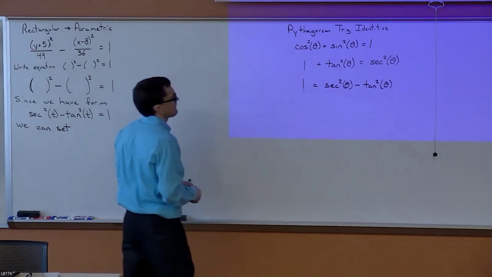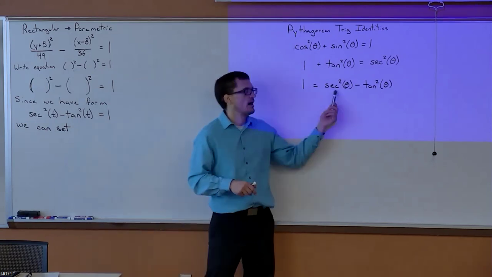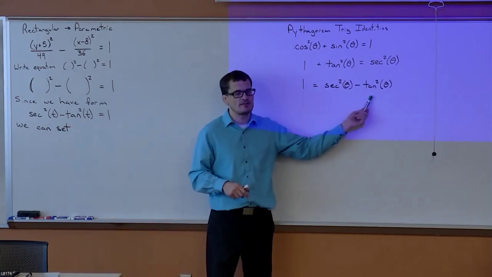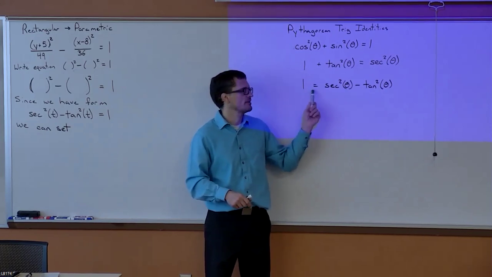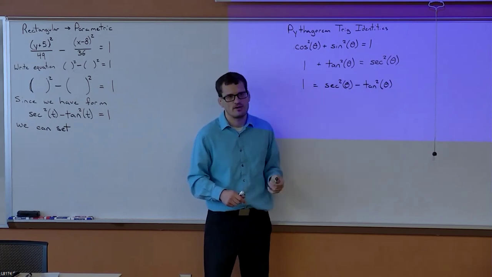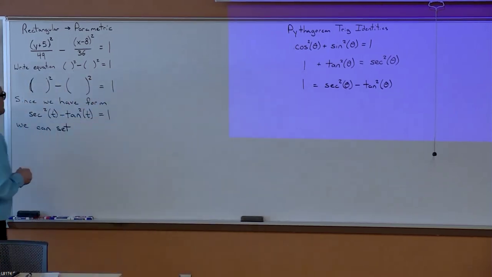All right. So the Pythagorean identity that we want to use here, because we have something squared minus something else squared, is this one. And again, I like using this version of it, where the one's on the right side, but it doesn't matter. So we're going to use the secant squared minus tangent squared identity.